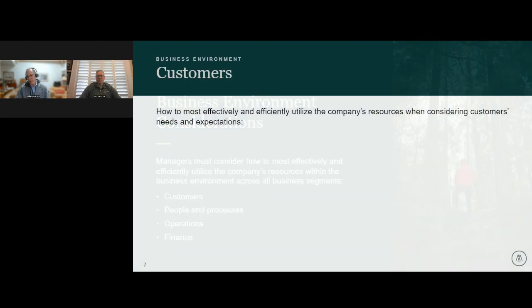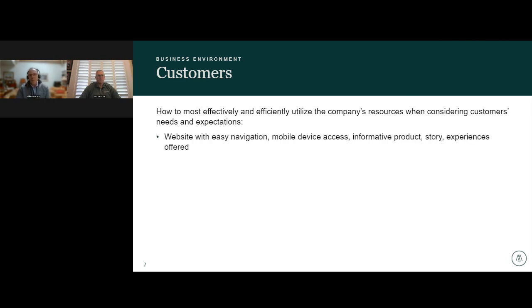We'll start off with what are the expectations and needs that you need to consider when you're a manager when it comes to dealing and working with customers and prospects. So some of the things, in today's world, you really want to have a website that's very easy to navigate. You want to have mobile device access.